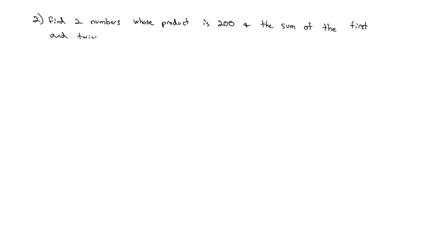Let's just find two numbers whose product is 200, and the sum of the first and twice the second is as small as possible.